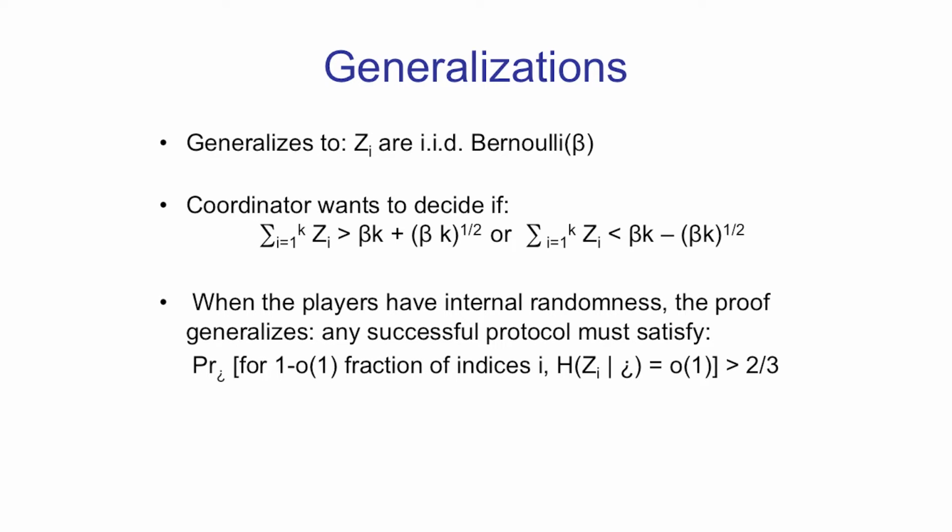It also generalizes to the case when the players have internal randomness. So basically, what you can show here is that any successful protocol must satisfy a more fine-grained statement: for a typical transcript, over transcripts tau, when I condition on tau, most of these bits, which started off as having entropy 1, being fair coin tosses, must have entropy which is significantly less than what they started with, so little o of 1. Because otherwise, I can perform a similar kind of anti-concentration argument.